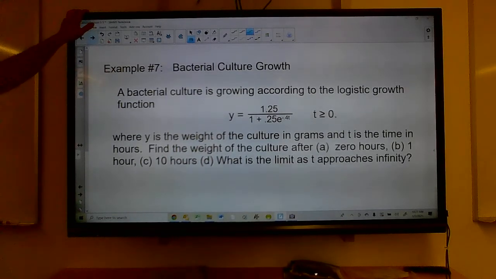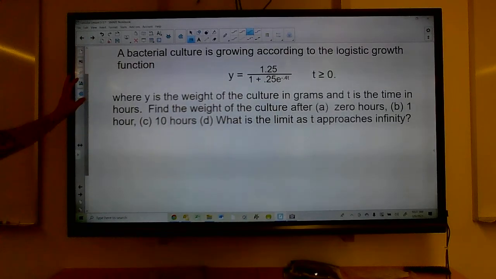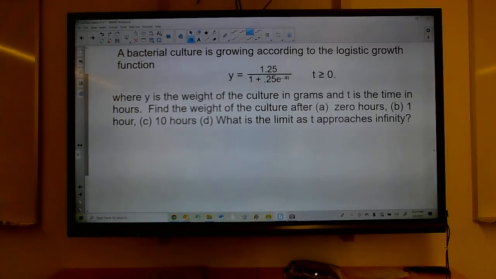Okay, bacterial culture growth. So a bacterial culture is growing according to the logistic growth function y equals 1.25 over 1 plus 0.25 e to the negative 0.4t, where y is the weight of the culture in grams and t is the time in hours. Find the weight of the culture after 0 hours, 1 hour, 10 hours. What is the limit as t approaches infinity here?